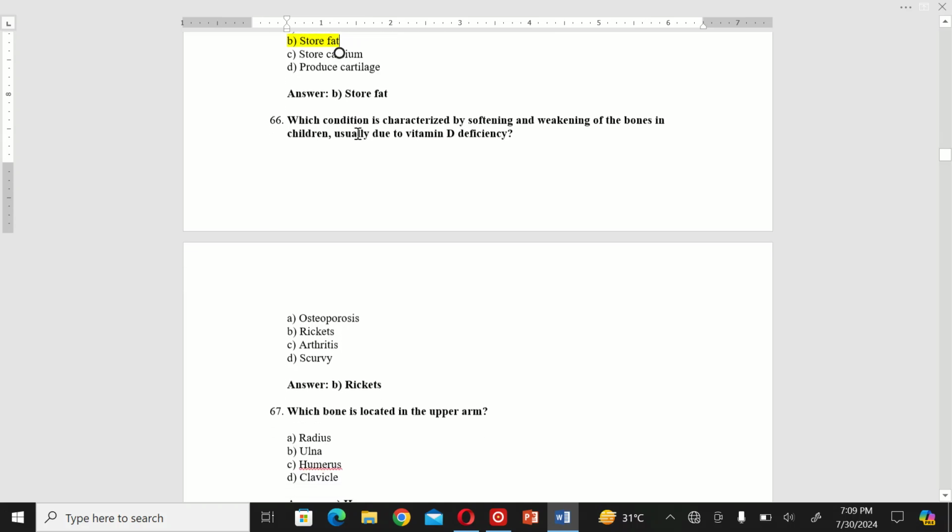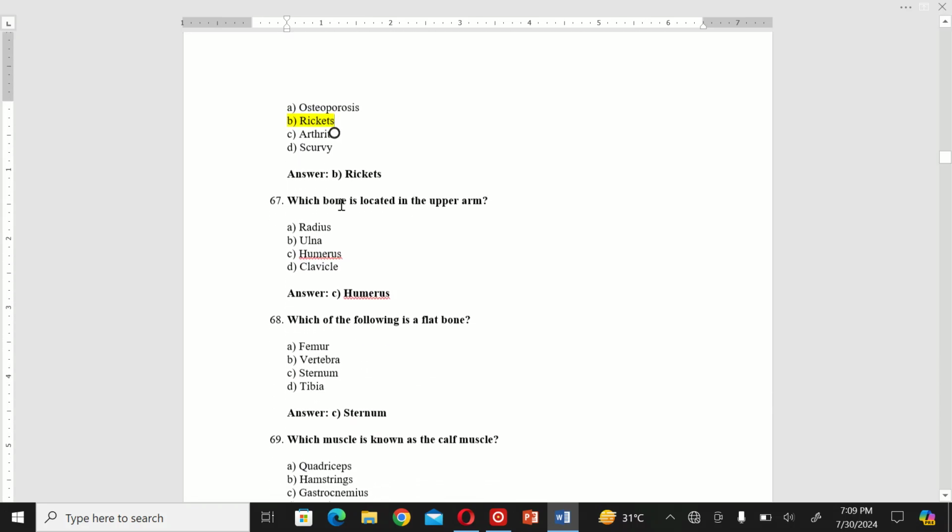The next MCQ is which condition is characterized by softening and weakening of the bones in children, usually due to vitamin D deficiency? A. Osteoporosis, B. Rickets, C. Arthritis, and D. Scurvy. So the correct option is B.